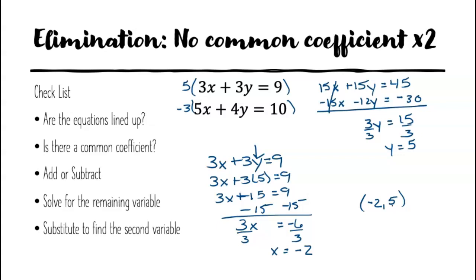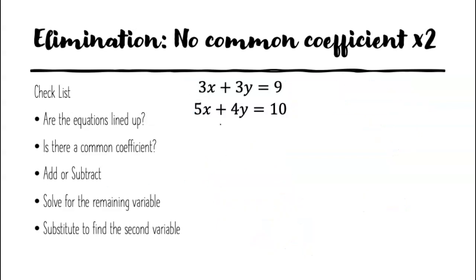All right, I want to look at this exact same problem again. I think, what if I don't want to cancel the x? What if I want to cancel the y? I have a 3 and a 4. 3 will not multiply to 4 nicely, and 4 definitely won't get to 3 nicely. But I could multiply 3 times 4 or 4 times 3 and have a 12y to 12y.